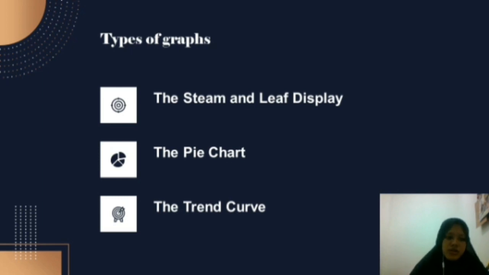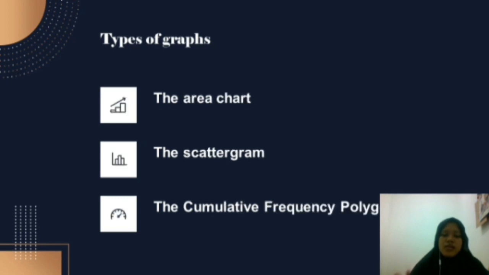The sixth is the trend curve. The trend curve is also called the line diagram. It is drawn by plotting the midpoints on the x-axis and the frequencies commensurate with each interval on the y-axis. The trend curve is drawn only for a set of data that has been measured on the continuous, interval, or ratio scale.